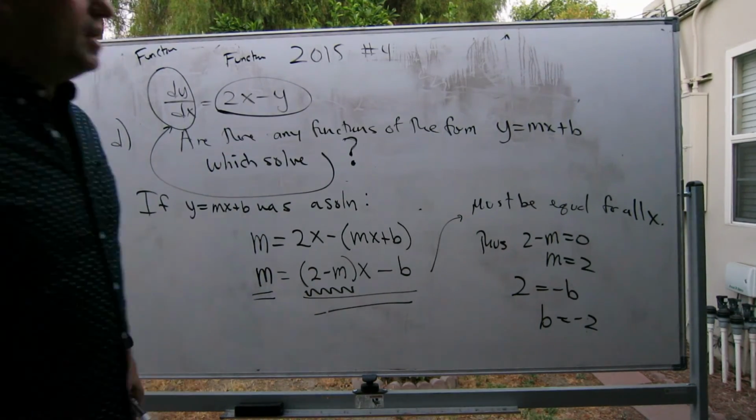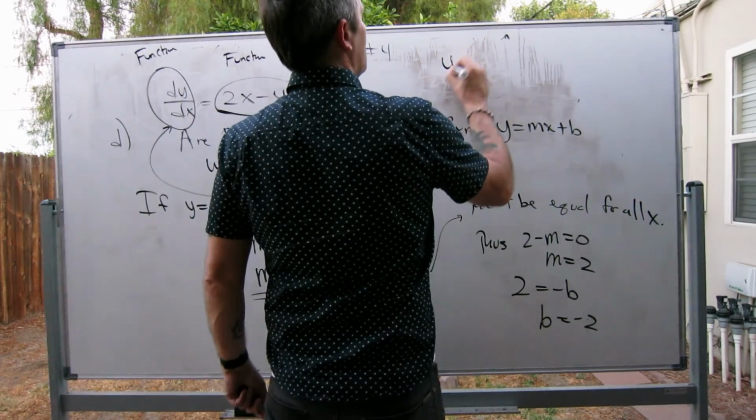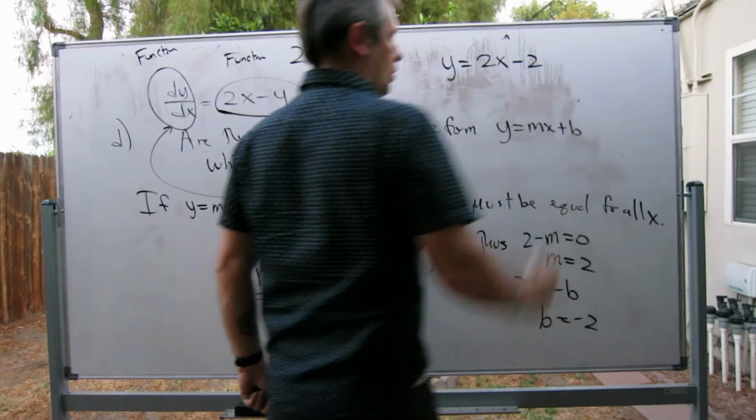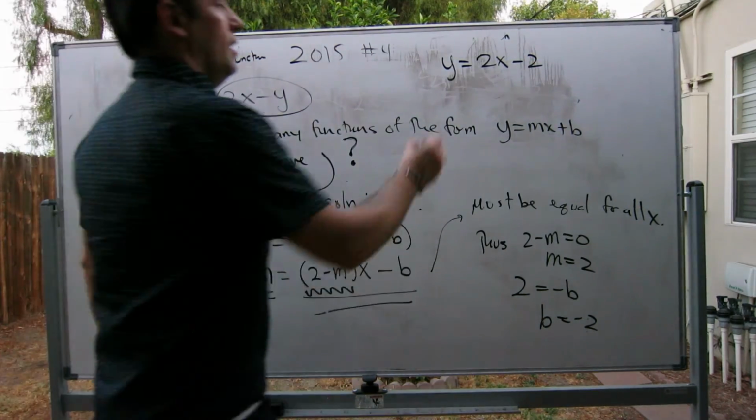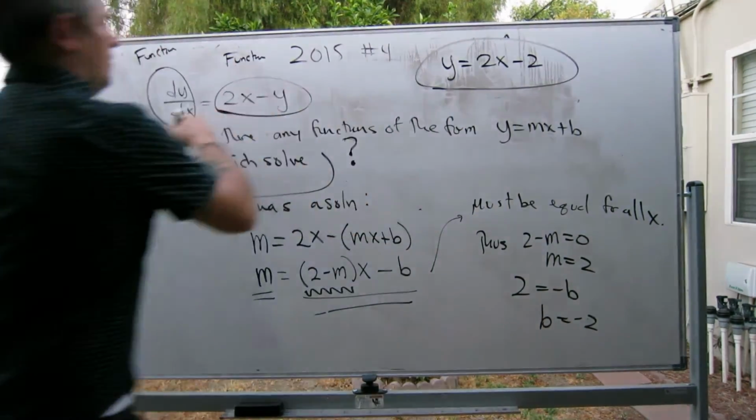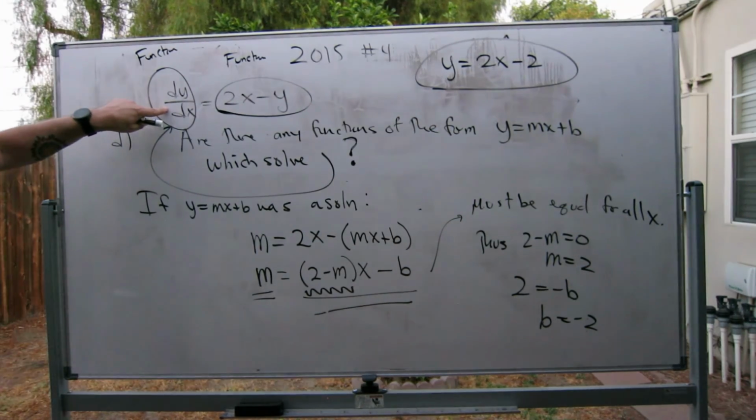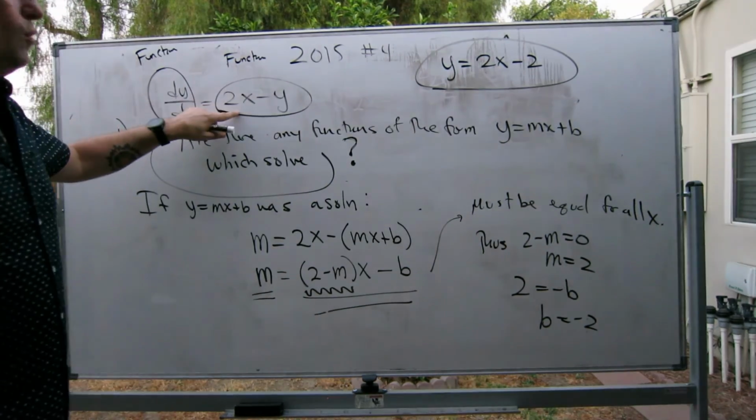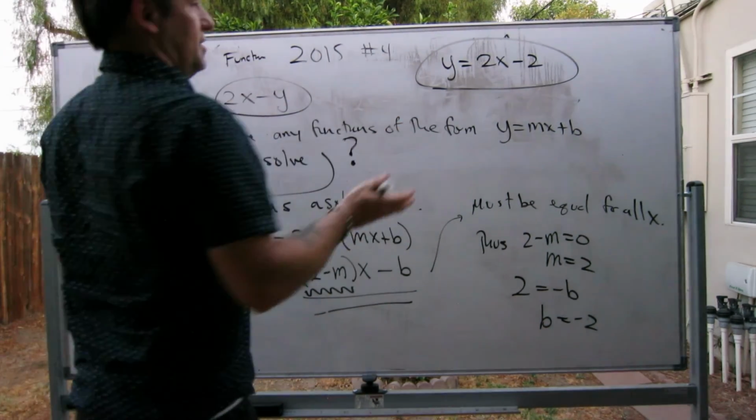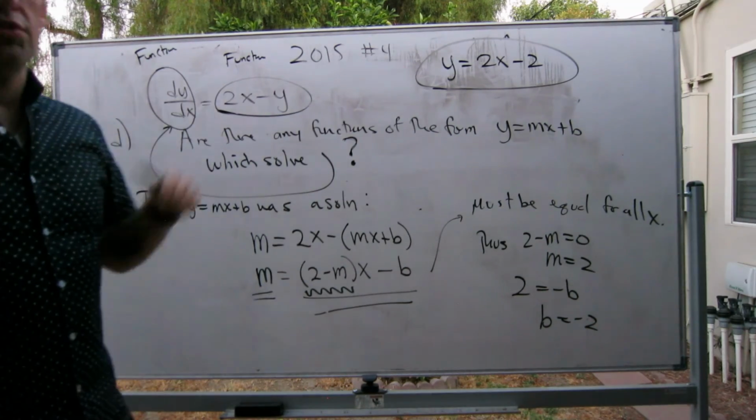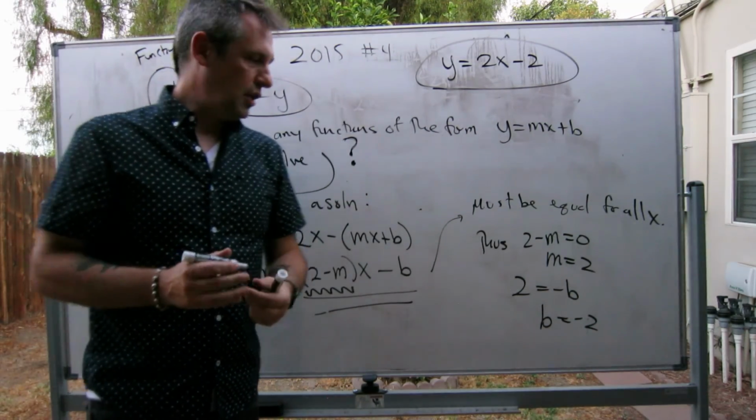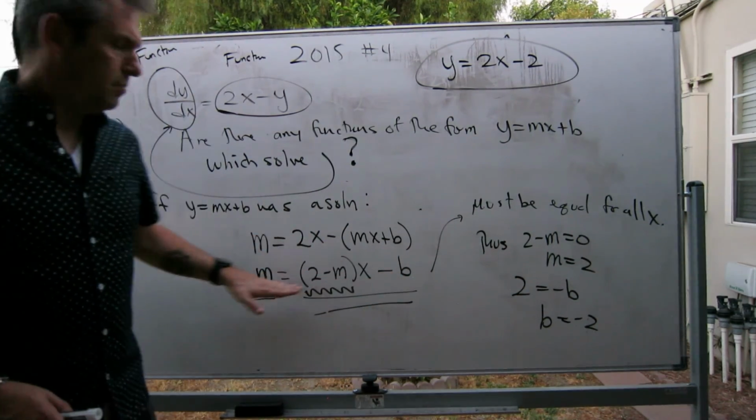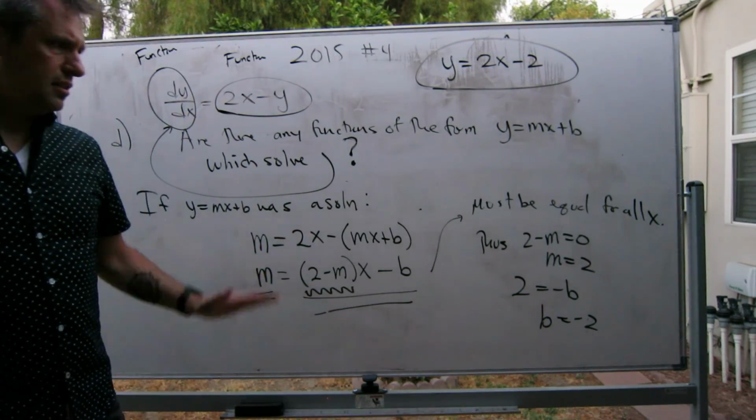And I believe we have found now all solutions. The answer is any line of the form y equals 2x minus 2 will make this true. And you can check. The derivative of this, that's the left-hand side, is 2. And on the right-hand side you'd have 2x minus (2x minus 2), so 2 equals 2. That's our only solution. Very cool problem. This reasoning is some deep stuff actually, and is very, very cool.